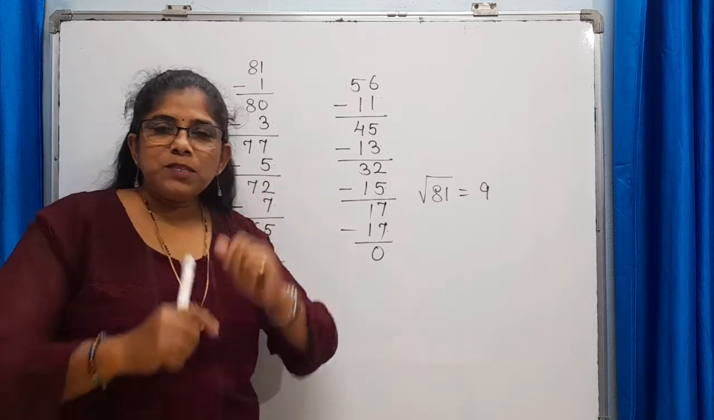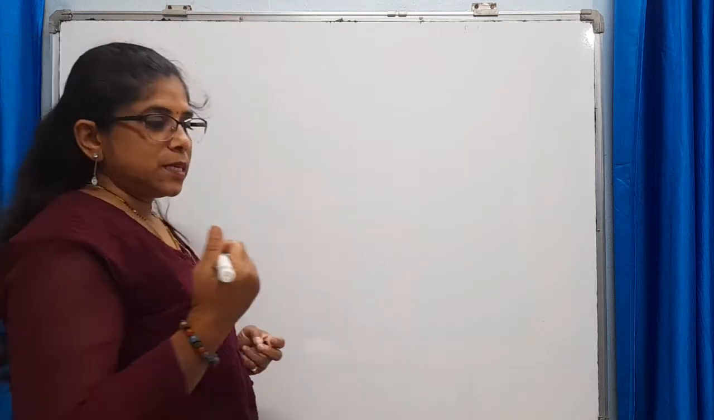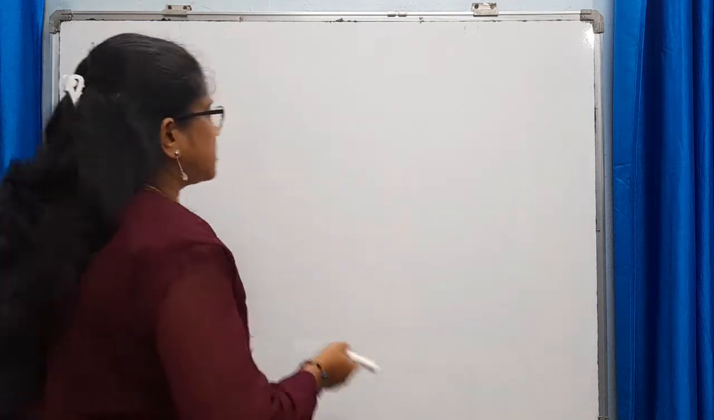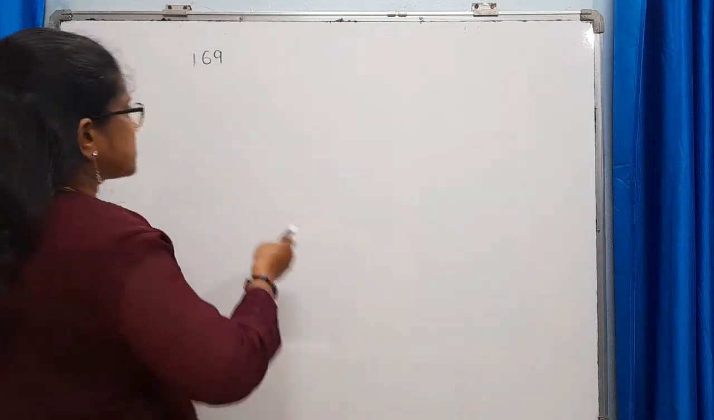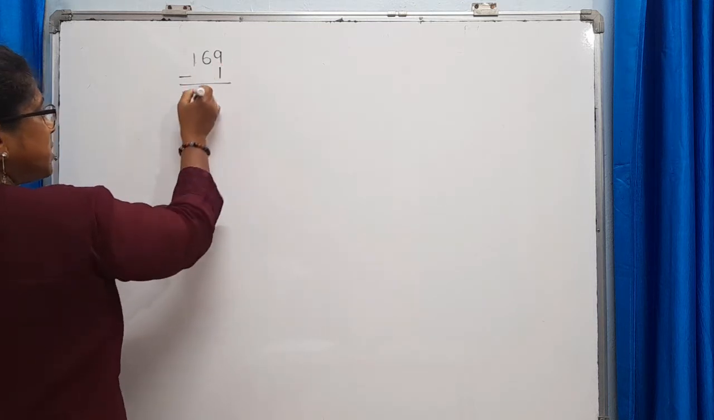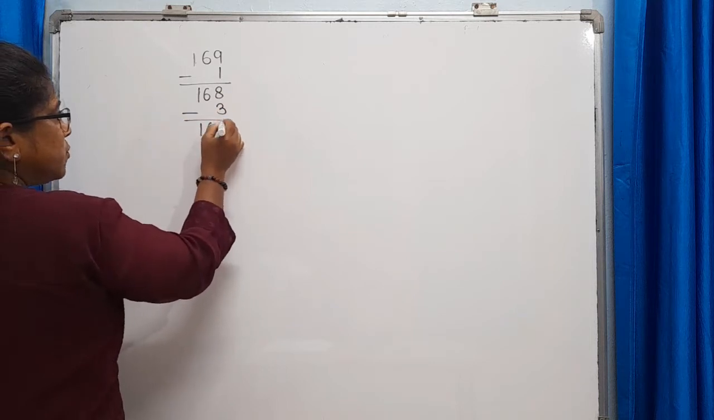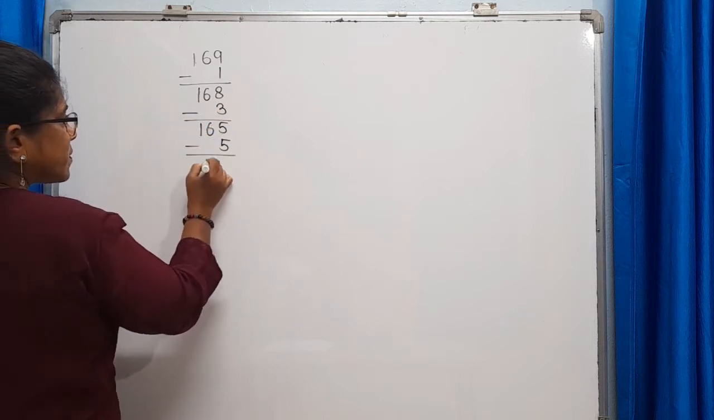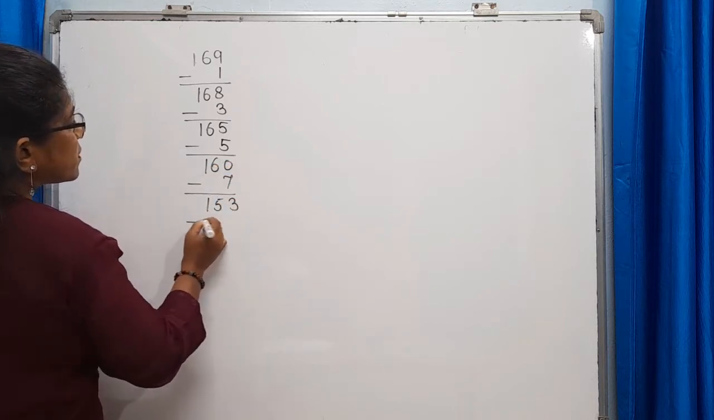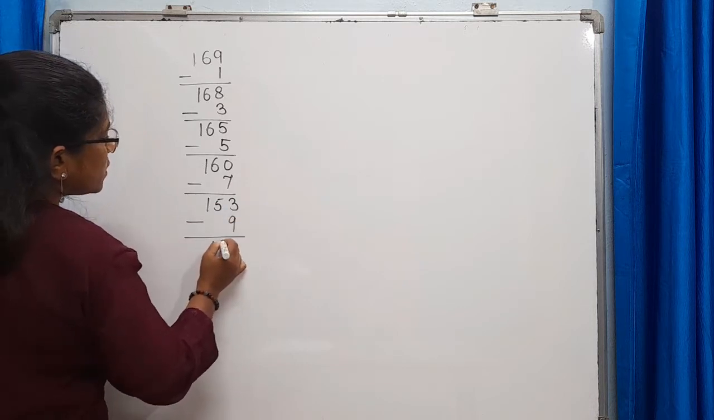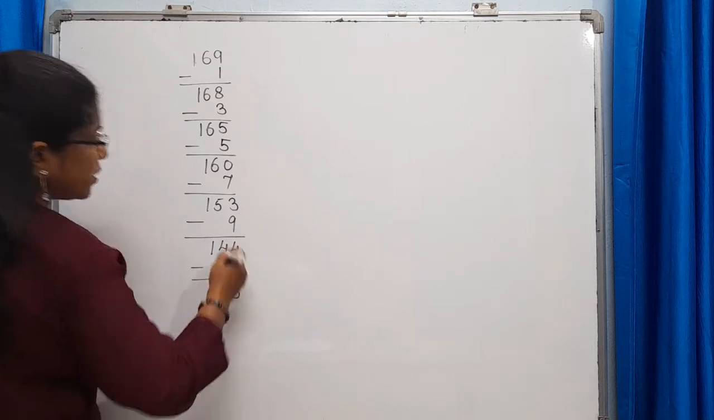But before we wind up this video, let's see one more example. Okay, one simple example. Let's take 169. What we have to subtract? Odd numbers. Start with 1. 169 minus 1, 168. Less 3, 165. Less 5, 160. Less 7, 153. Less 9, 144. Less 11, 133. We'll continue here.